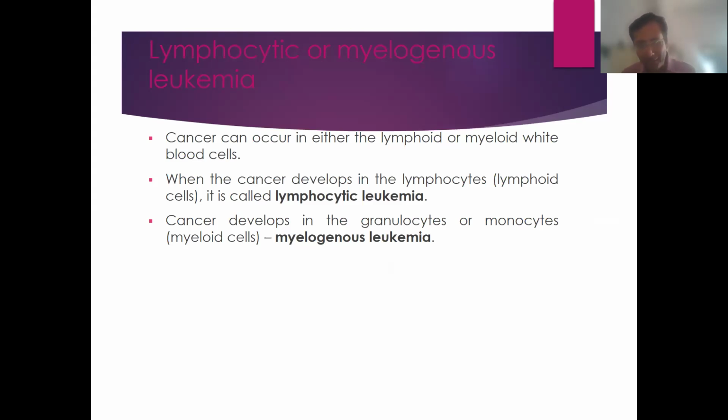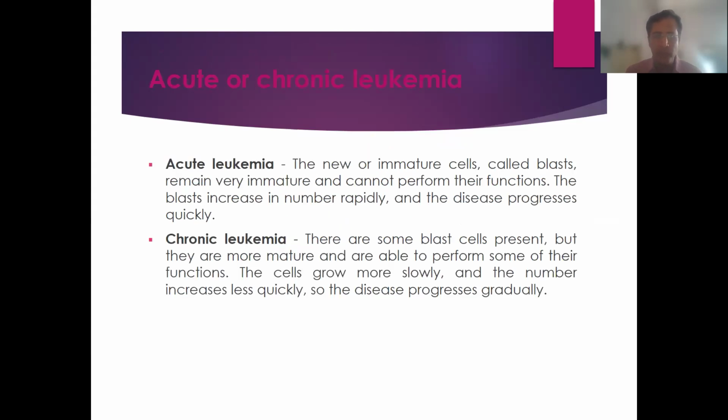Cancer developed due to the granulocytic, that is the myelogenous leukemia. Acute and chronic. In acute leukemia, the new and immature cells, called blasts, remain very immature and cannot perform their functions. The blasts increase in number rapidly and the disease progresses very quickly. It is known as acute leukemia.